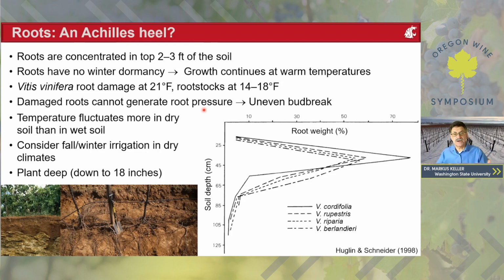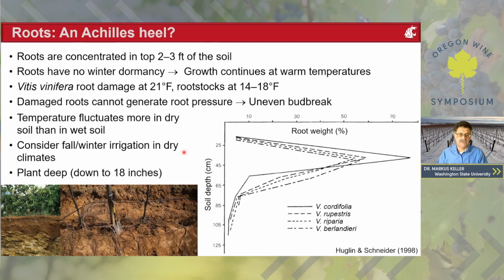And that's because very often in our climate, the soil tends to be dry in the winter. Temperature fluctuates more in dry soil than in wet soil. And so roots can get damaged at relatively high temperatures. This is the reason that we tend to irrigate in the fall. We often irrigate, if we could, we would irrigate in the winter. We are now irrigating in Australia and Argentina in the winter because the winter is too dry in those climates nowadays.